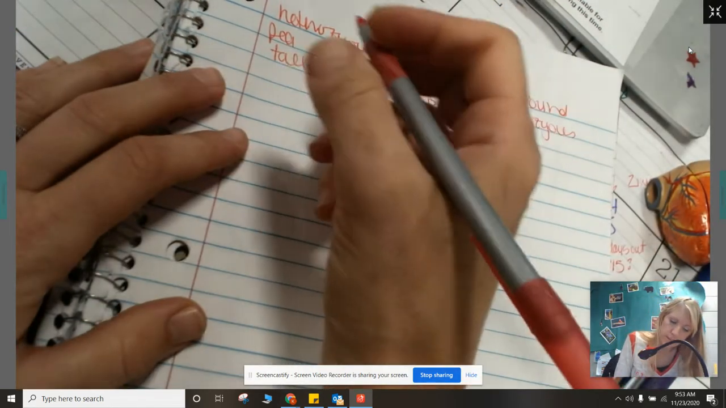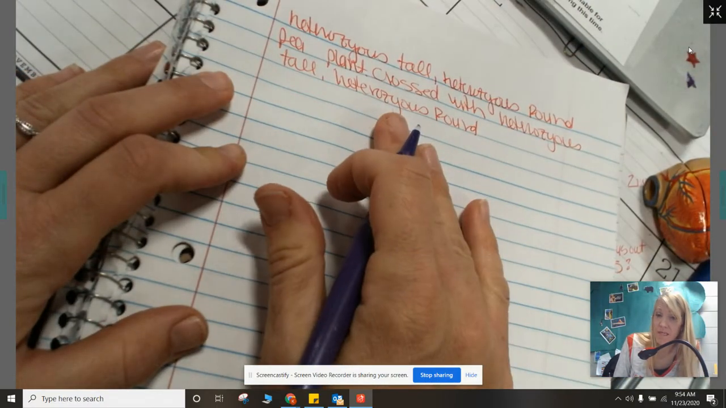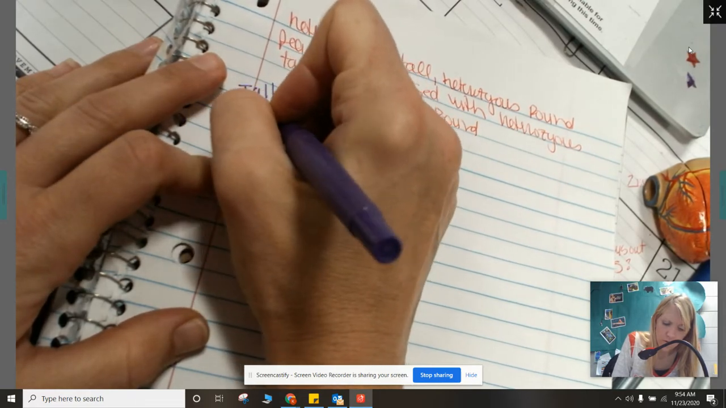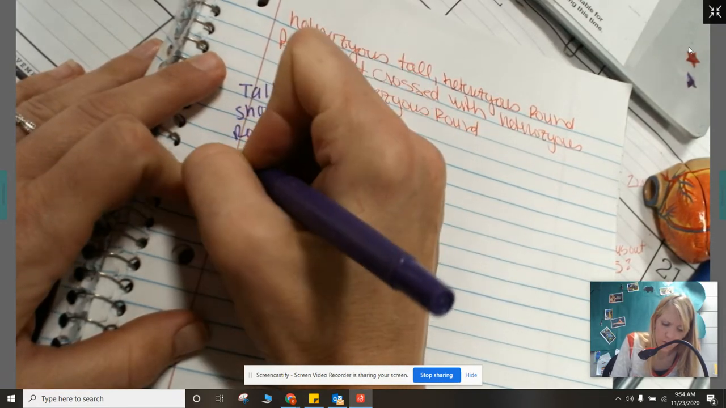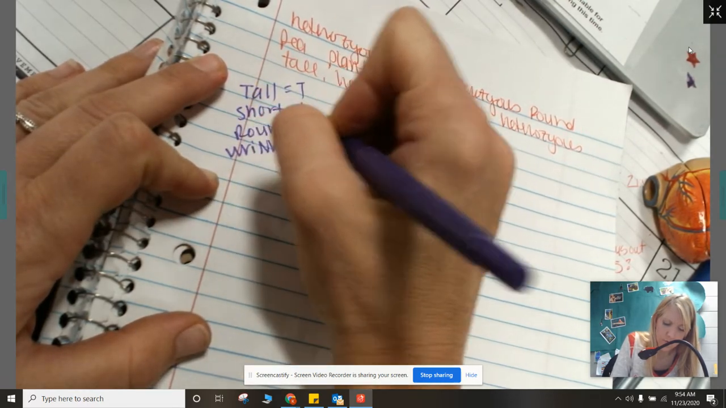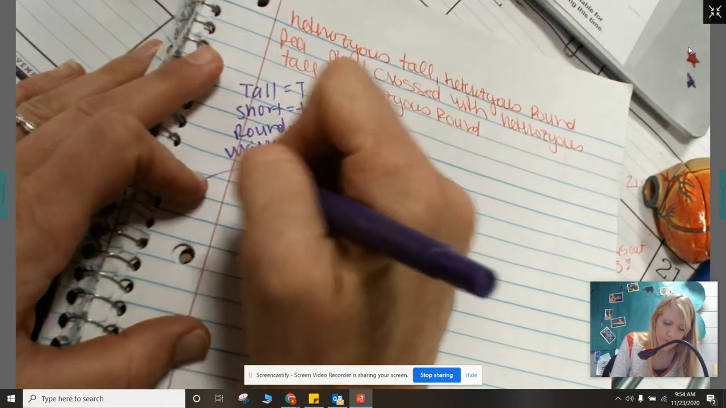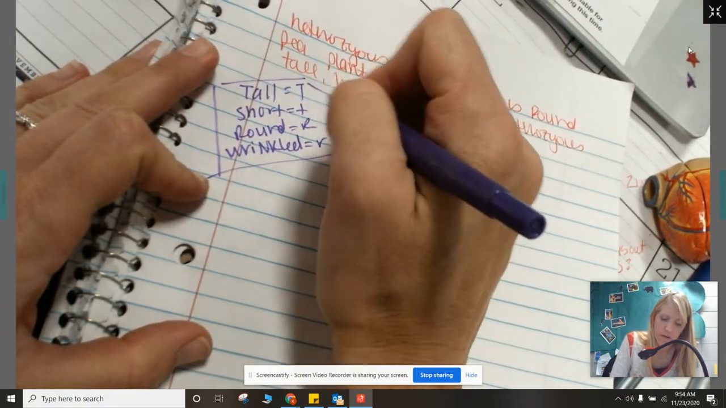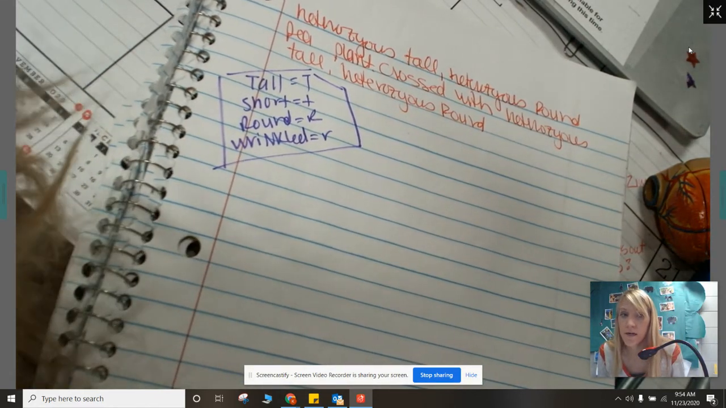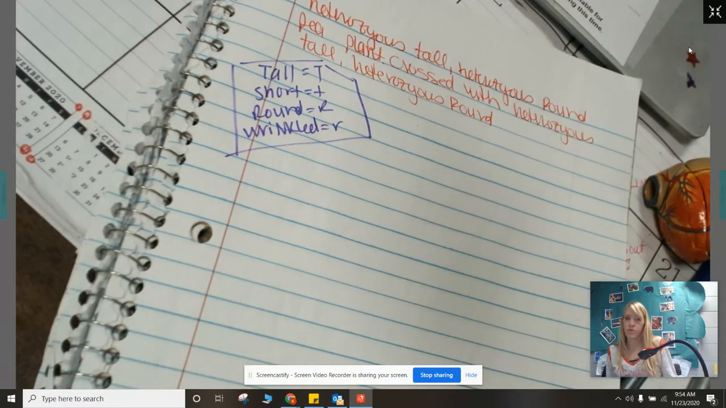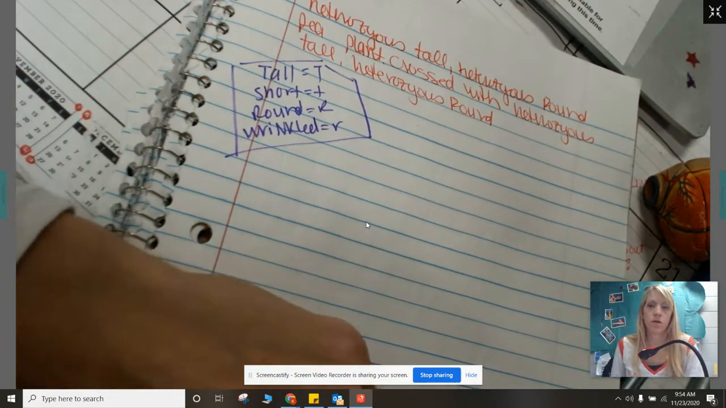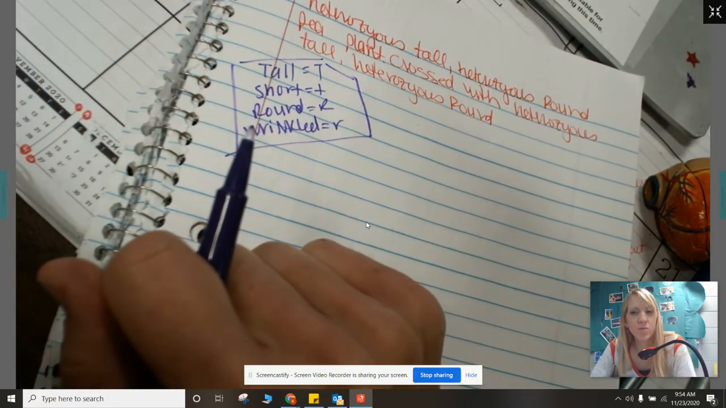All right, so heterozygous tall. I'm just going to help you out with the key because we've only done one. We have tall, short, round, and wrinkled. Tall is big T, short is little t, round is big R, wrinkled is little r. Sorry, I said round is big T, and I wrote R. Okay, so there's my key. Hit pause and figure this all out and see if you can do it. Did you hit pause? I feel like you're cheating. You should hit pause.